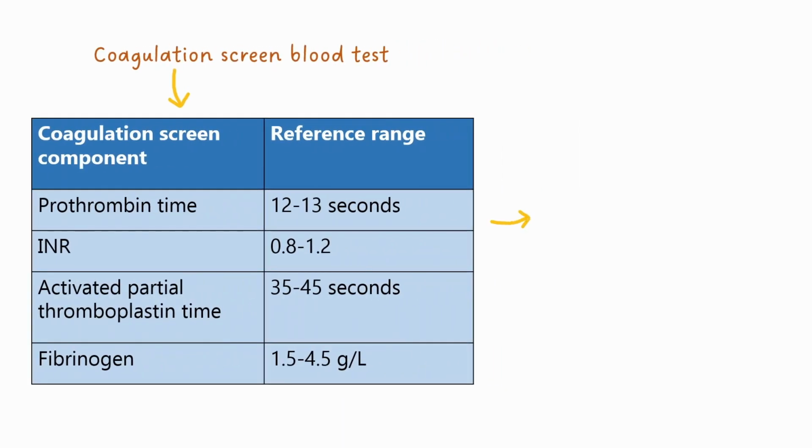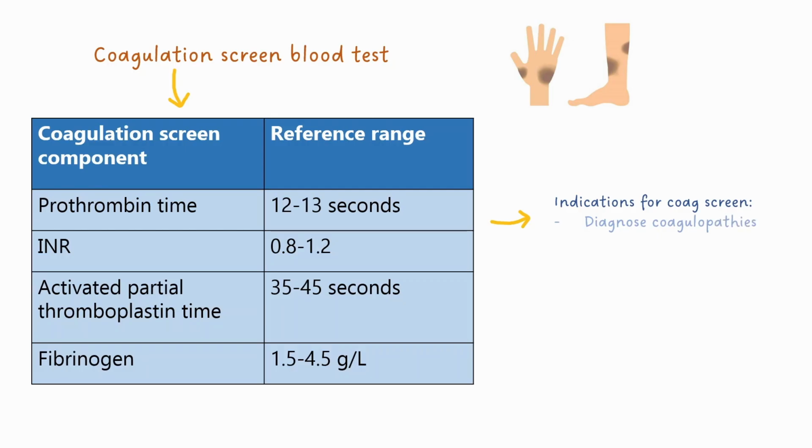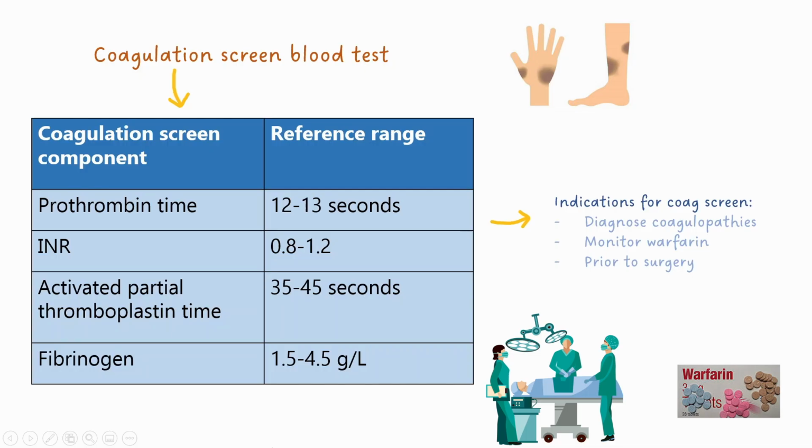Hi everyone. In this video, we're going to talk about the coagulation screen blood test. These are useful to interpret when you suspect a bleeding or clotting disorder in a patient, when monitoring anticoagulant therapy, for patients about to go to surgery, or for monitoring the synthetic function of the liver, since all the clotting factors we're going to learn about are produced by the liver.